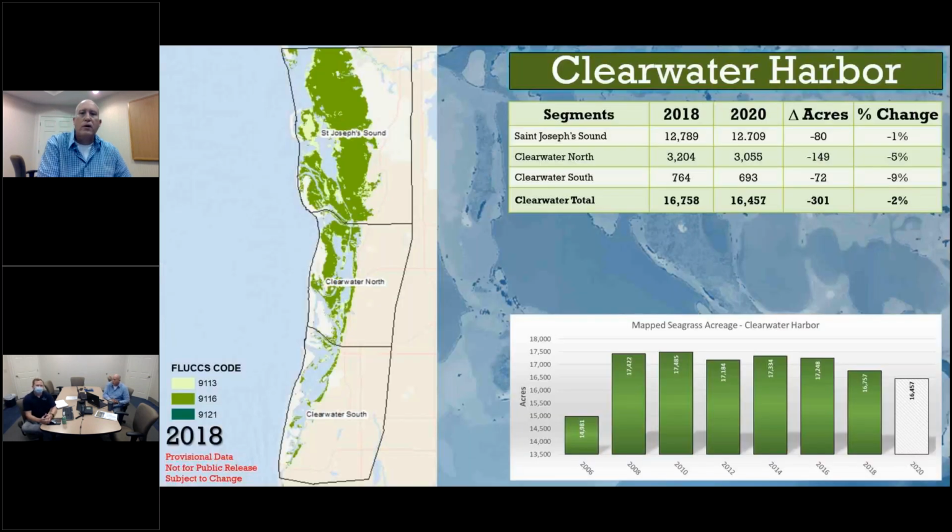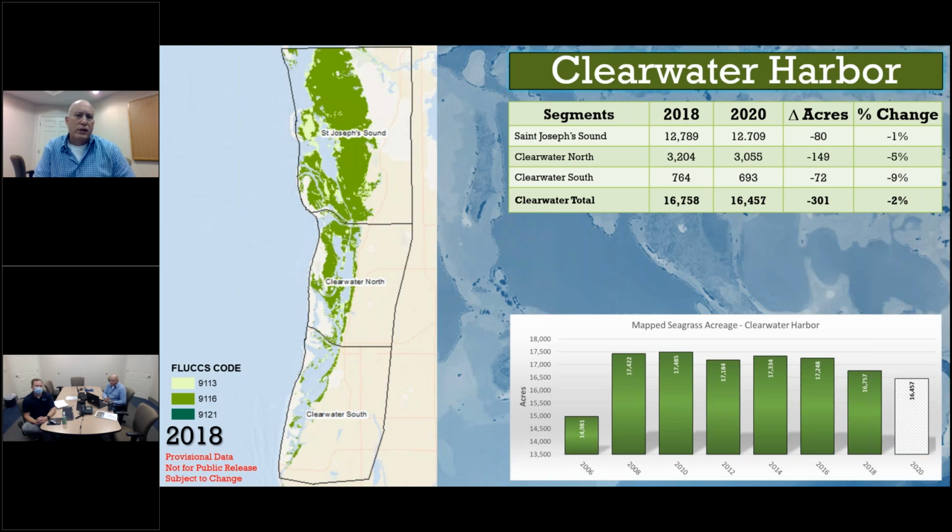So let's start with Clearwater Harbor, St. Joe Sound. What you're looking at over here on the left is the 2018 map. And again, I'll just remind you, we're only looking at 9113, which is patchy, 9116, which is continuous, and 9121, which is attached algae. So when you think of attached algae, you think of that classic Clearwater proliferans type of signature. Not a whole lot of change between 18 to 20 in this part of our mapping area.